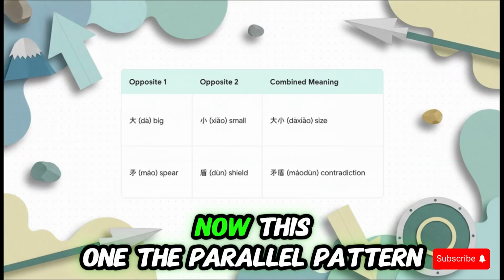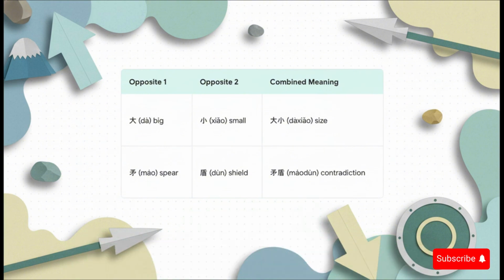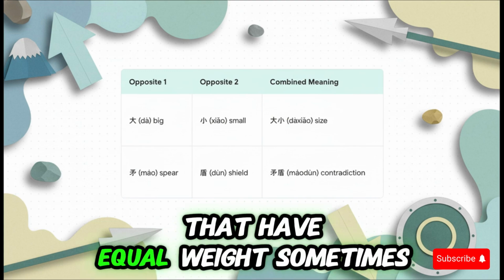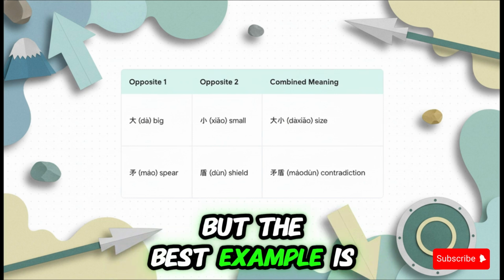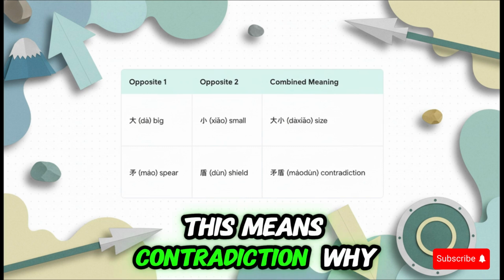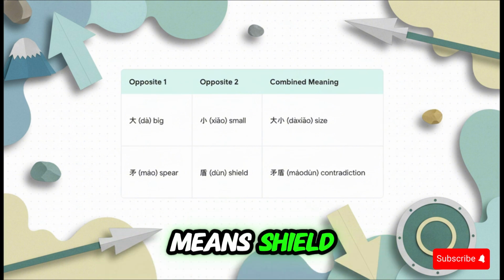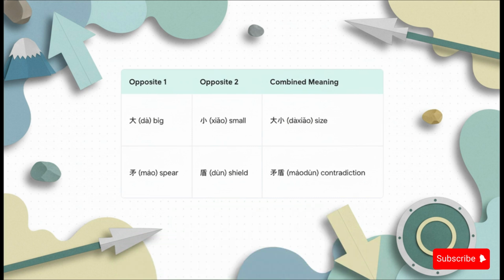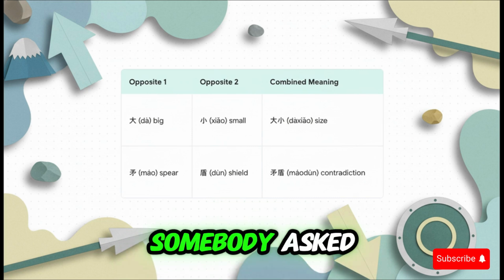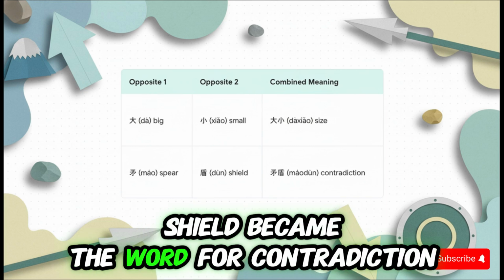So logical. Now, this one, the parallel pattern, is one of my absolute favorites. This is where you combine two characters that have equal weight. Sometimes they're opposites, like da, big, and xiao, small, which combine to mean size. But the best example is mao dun. This means contradiction. Why? Well, mao means spear and dun means shield. The word comes from an ancient story about a guy trying to sell a spear that could pierce anything and a shield that could block anything. Somebody asked, what happens if you hit the shield with the spear? And boom, spear shield became the word for contradiction.